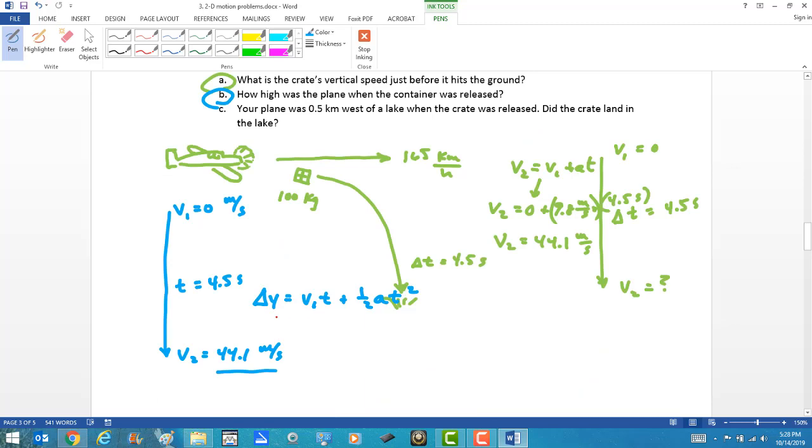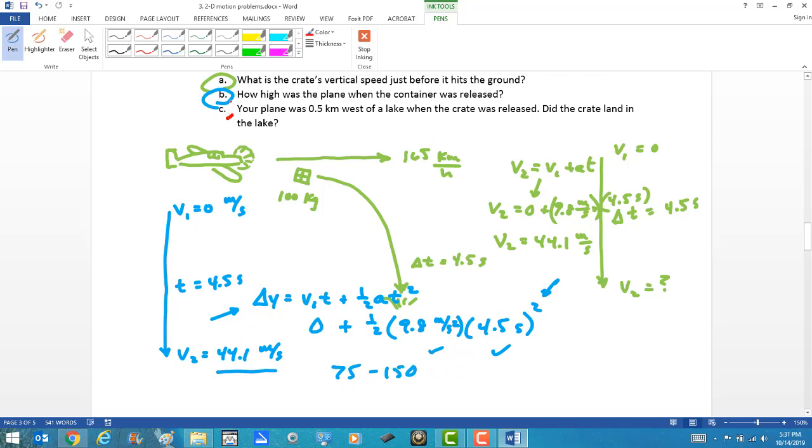So again, I've written it as delta y because we're dealing in the y-axis. Velocity 1 is 0, so that whole term zeroes out. And so the distance, the delta y, the height of the plane at the time you push the crate out the window, is just 1/2 times 9.8 times the time squared. Make sure you square the time term. And as a self-check, your answer should be between 75 to 150, and we're working in meters here.